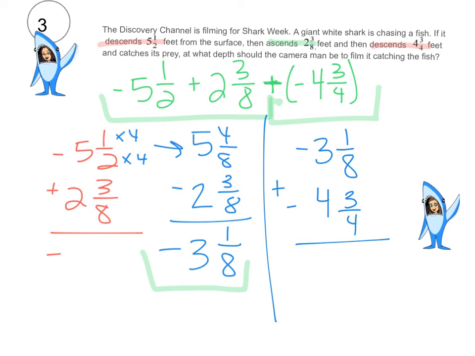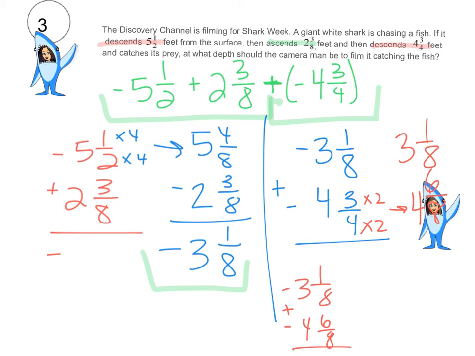I do have to find common denominators here, so I'm going to make my 4 3/4 have a denominator of 8 by multiplying the top and the bottom by 2, which would give me my new fraction of 4 6/8. And then I'm going to keep my other number, 3 1/8. I'm going to rewrite that so we can see it a little bit better. All right, so I went ahead and wrote it down here at the bottom. Again, we are actually adding these numbers because they're both negative.